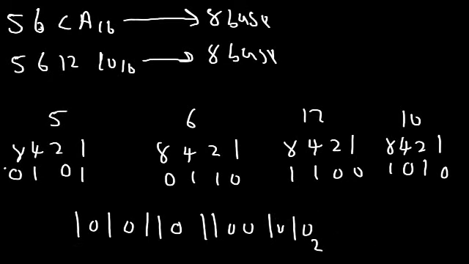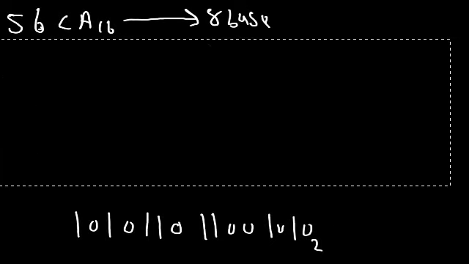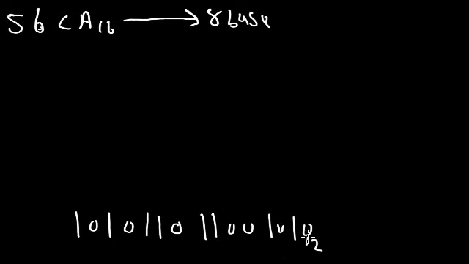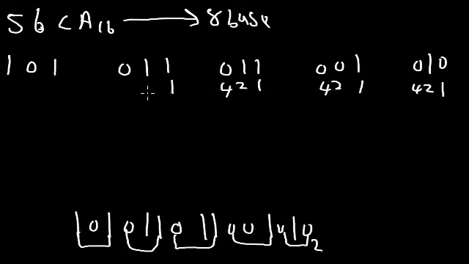So right now, let's convert to octal. So we are going to group it in threes. 1, 2, 3, 4, 5. So I'm having 1, 0, 1, 0, 1, 1, 0, 1, 1, 0, 0, 1, 0, 1, 0. So below them, 1, 2, 4, 1, 2, 4, 1, 2, 4, 1, 2, 4, 1, 2, 4.